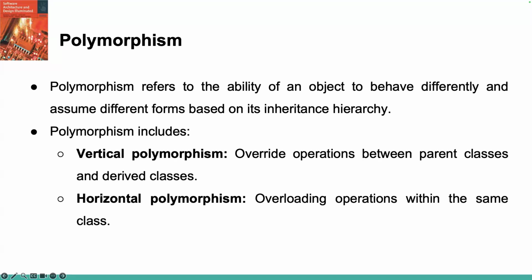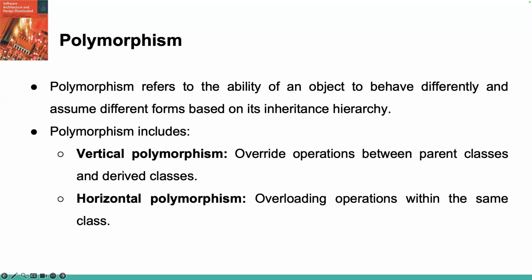Polymorphism is one of the most powerful concepts in object-oriented programming, allowing objects to behave differently depending on where they are in the inheritance hierarchy. In essence, it enables the same operation to take on different meanings based on context. Polymorphism can be categorized in two types. Vertical polymorphism. This occurs when derived classes override operations from their parent class.